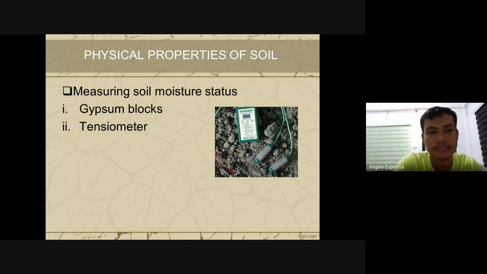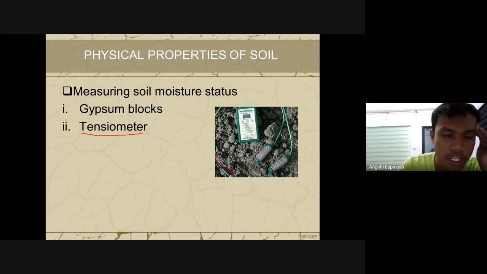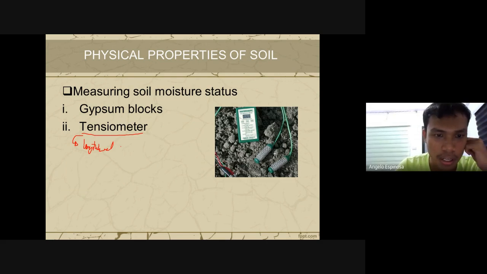Okay? And then we have tensiometer. So ano nga ba yung tensiometer? It consists of a long tube that is filled with water and with a porous cup buried in the soil, and a mercury gauge above the ground. It's a long tube filled with water, with a porous cup, and it has a mercury gauge.